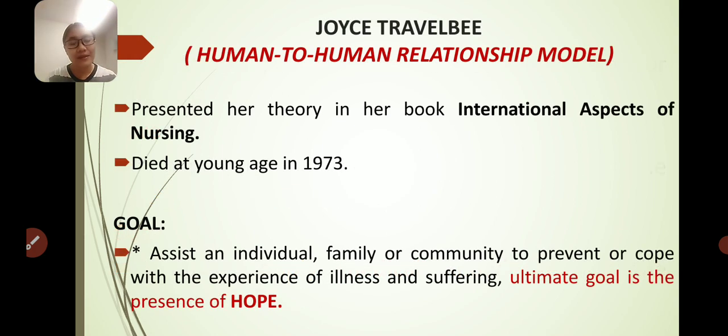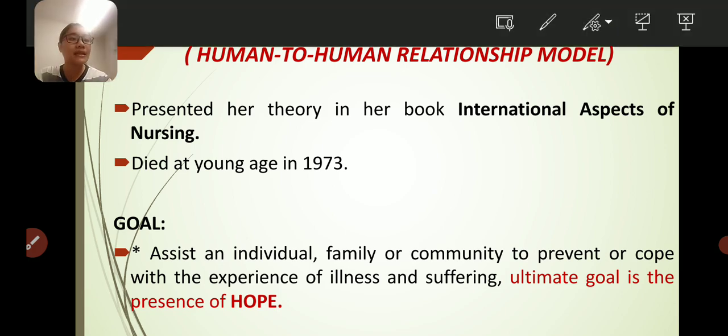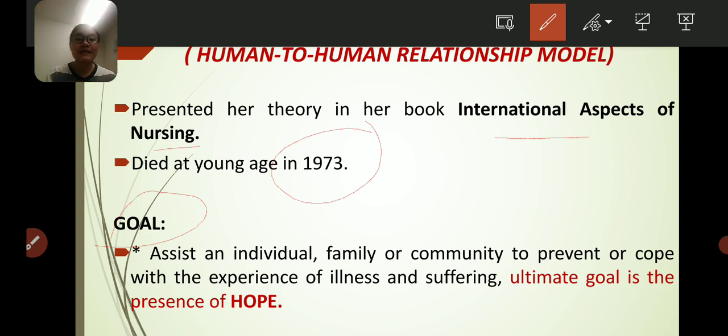Okay, this is the sixth theory that we will be discussing. The Joyce Travelbee theory, the human-to-human relationship model. She presented her theory in her book, Interpersonal Aspects of Nursing, and died at a young age in 1973. So, unsay goal ni Joyce Travelbee? Iyang goal is to assist an individual, family, or community to prevent or cope with the experience of illness and suffering. And the ultimate goal is the presence of hope.